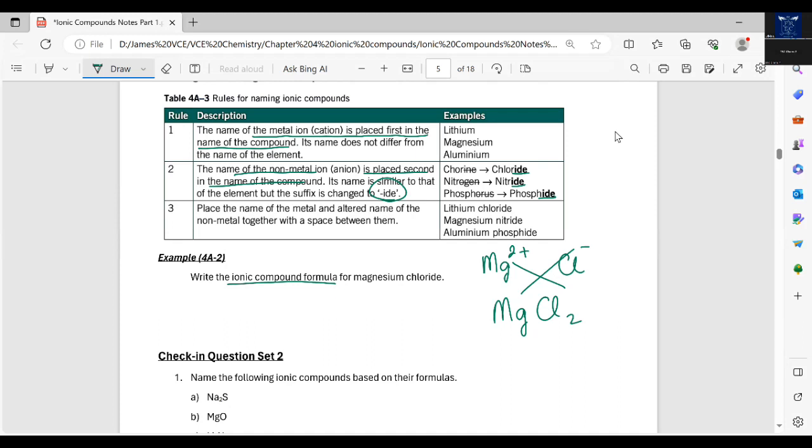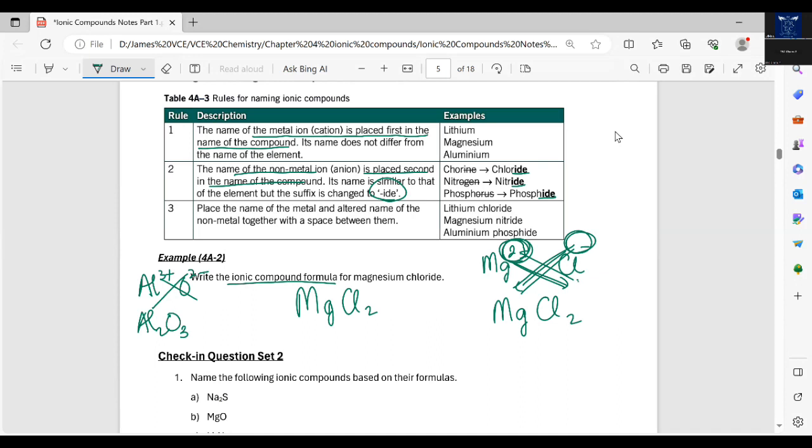When you cross, the power changes to what we call the subscript. This value goes to the subscript up here, and this value goes to the subscript here. So it will be MgCl2. Just now, when you look at aluminum, how do you get the formula? Aluminum has a 3 plus, oxygen has a 2 minus. So when you swap, you get Al2O3.